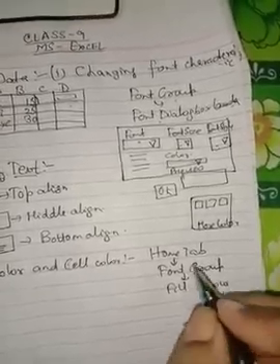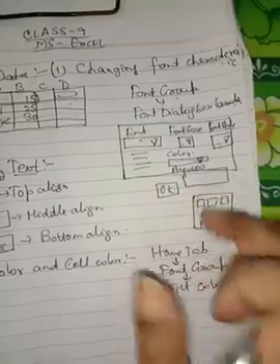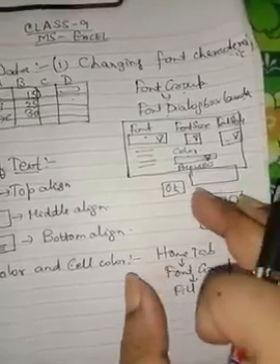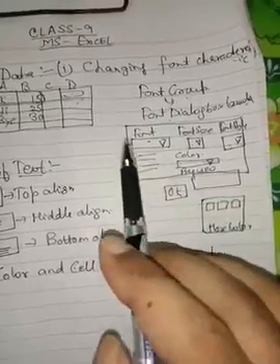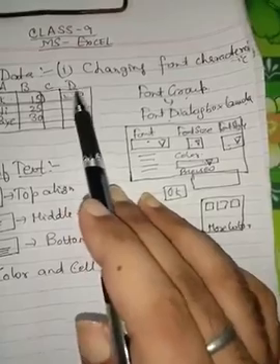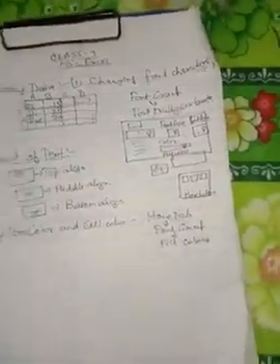Click on the fill color button, where a window will appear where different color options will be available. We can select any of the colors and press the OK button, and that color will appear on the selected cell's background. So this is how we can change the text color and cell color.